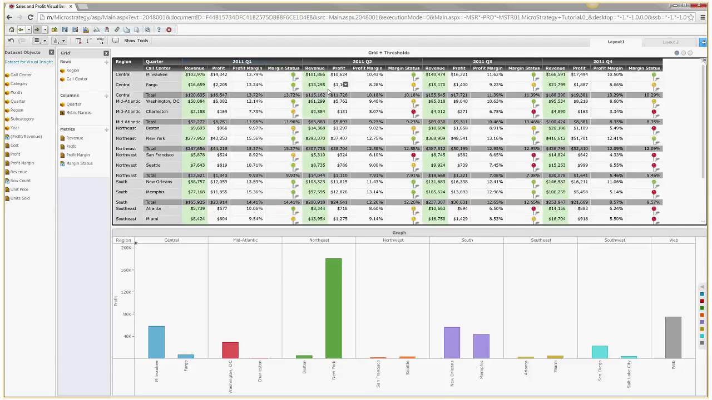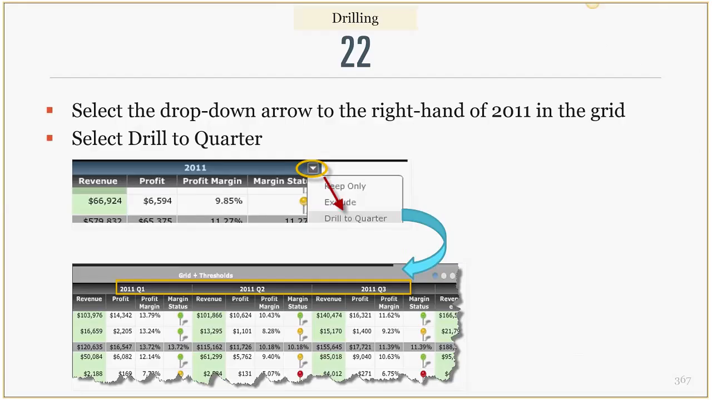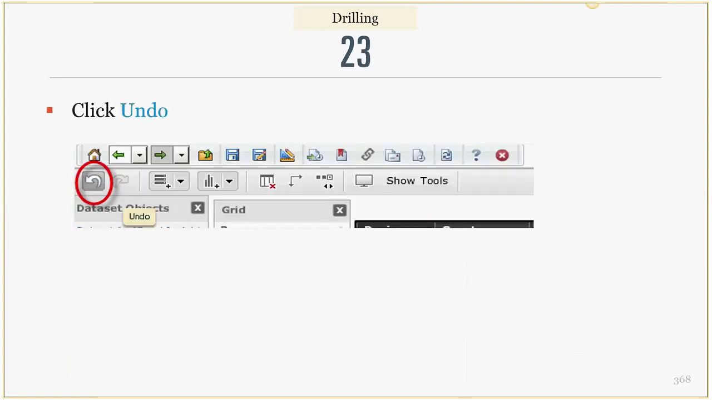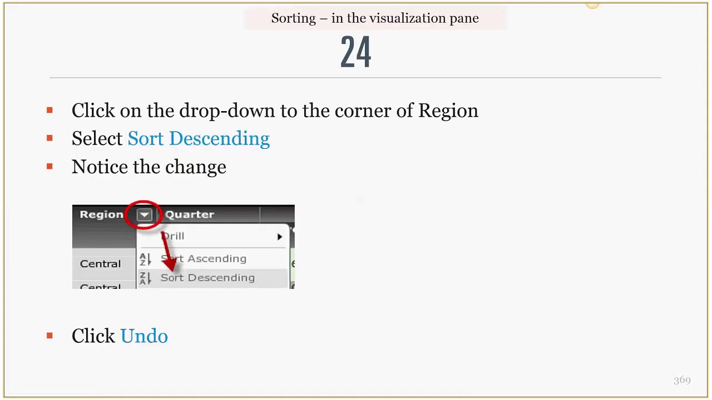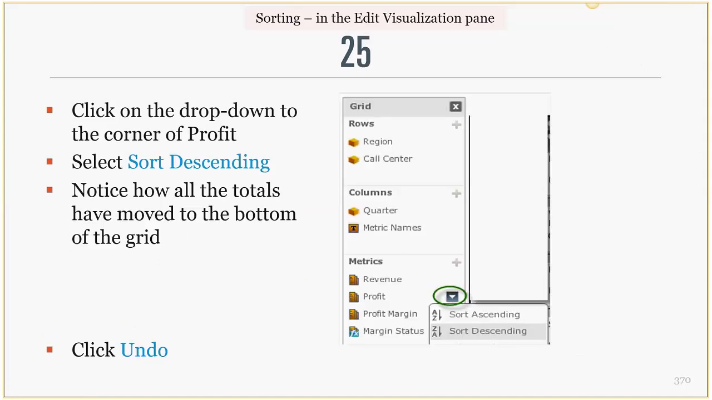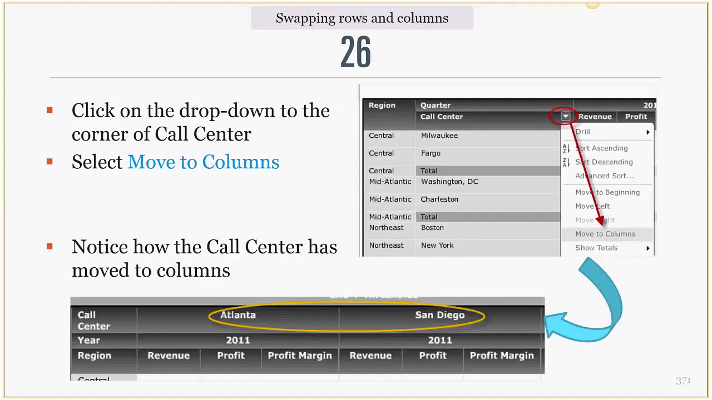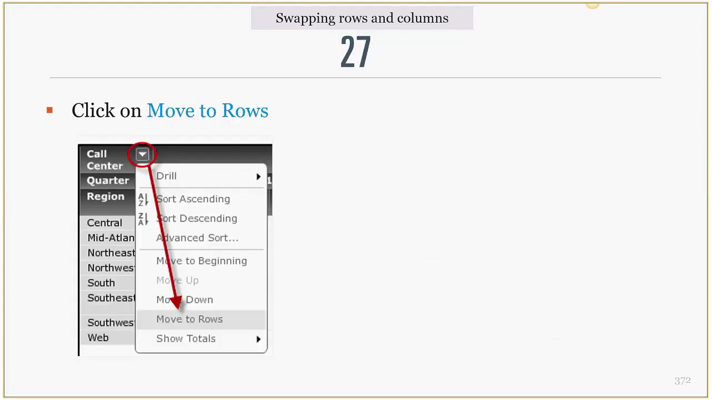And notice how you get quarters enabled over here. So we have seen how to do drilling from year to quarter. We have done sorting. We have sorted on region, and similarly, we have sorted on profit. Then we have seen how to swap between rows and columns by using the move to columns or move to rows option, or you can drag and drop in the edit visualization pane.